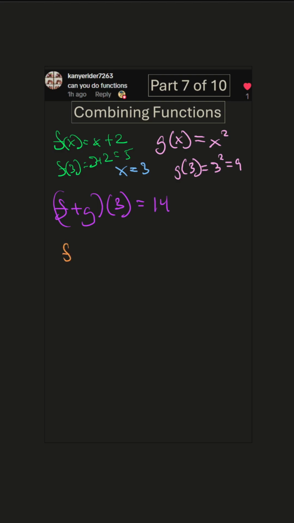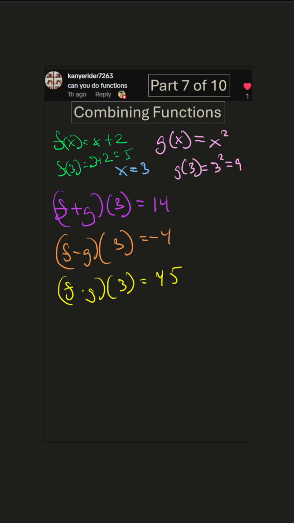How about f minus g of 3? That's 5 minus 9. That's negative 4. And then how about f times g of 3? 5 times 9, that's 45. And I think you get the idea here, right? Let's take f divided by g of 3. Well, that's just 5 over 9. So that's one method of doing this.